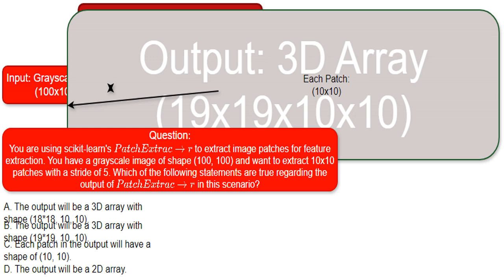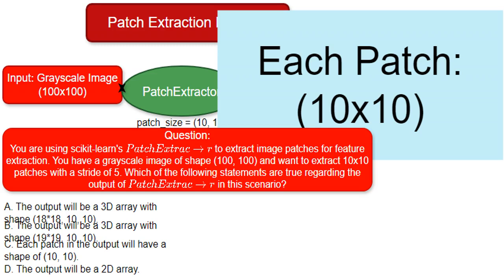There are 19 times 19 equals 361 patches in total. Each patch is a 10 by 10 pixel square, so the output dimensions are 19, number of patches along one side, 19, number of patches along the other side, 10, height of each patch, and 10, width of each patch. Each of these 361 patches will be a perfect 10 pixels by 10 pixels square, as specified by the patch_size parameter.